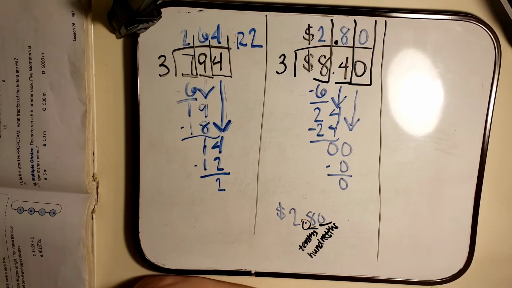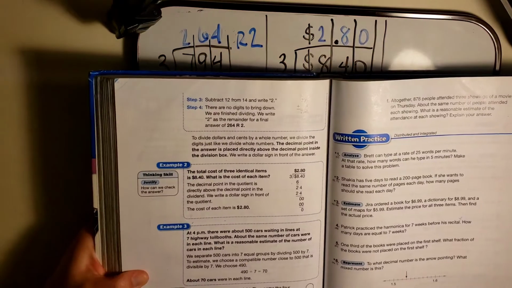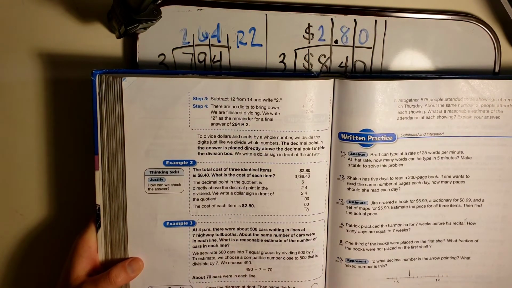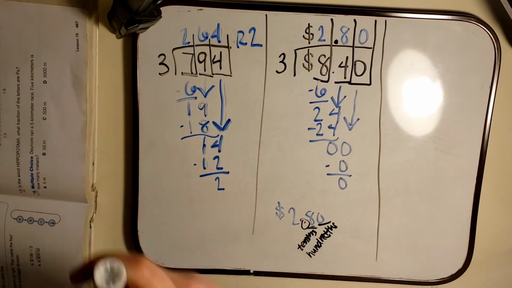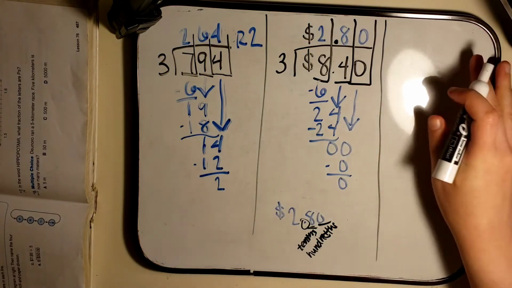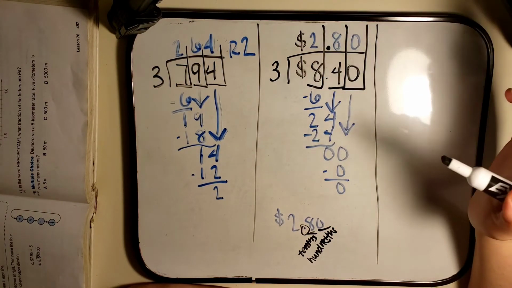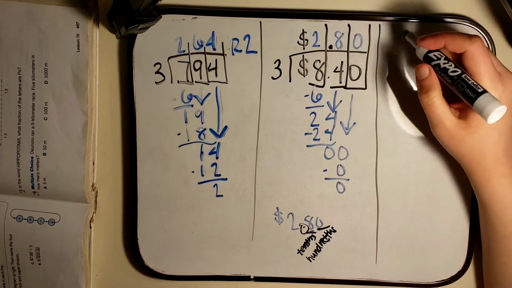All right, and example 3 says, at 4 p.m., there were about 500 cars waiting in lines at 7 highway toll booths. About the same number of cars were in each line. What is a reasonable estimate of numbers of cars in each line? So, they tell us to do it one way. I think we're going to do it a different way because we can just round after we figure out the answer for this.